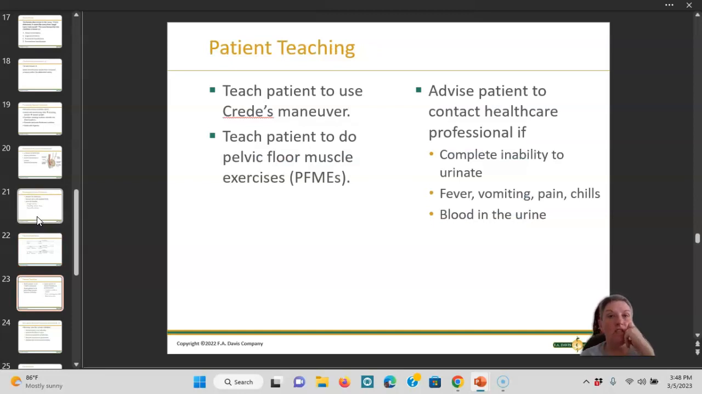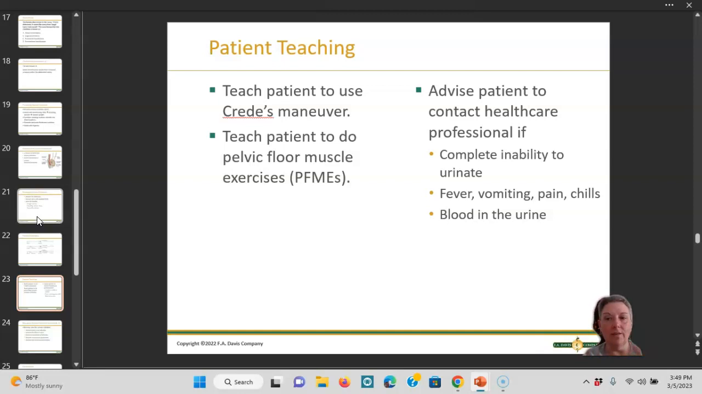All right, so teaching the patient to use Credé's maneuver. Credé, what does that sound like? What is that? Credé maneuver is like thinking about pushing down with your bladder, but you also use your hand to press down on the bladder. So when you're straight cathing, you will say, press down on your bladder, and you're kind of massaging the bladder wall through the abdomen. Teach patients to do pelvic floor muscle exercises.